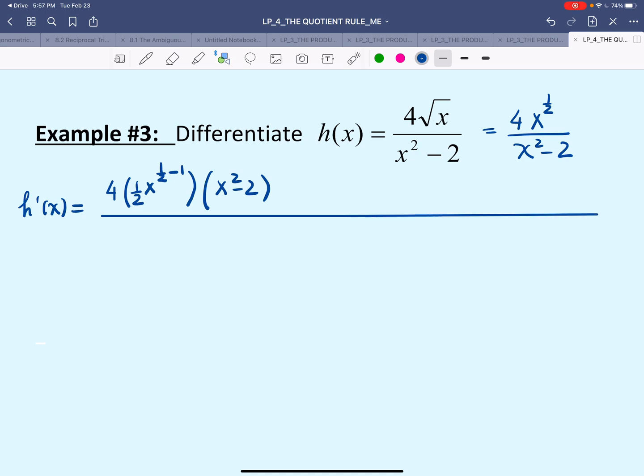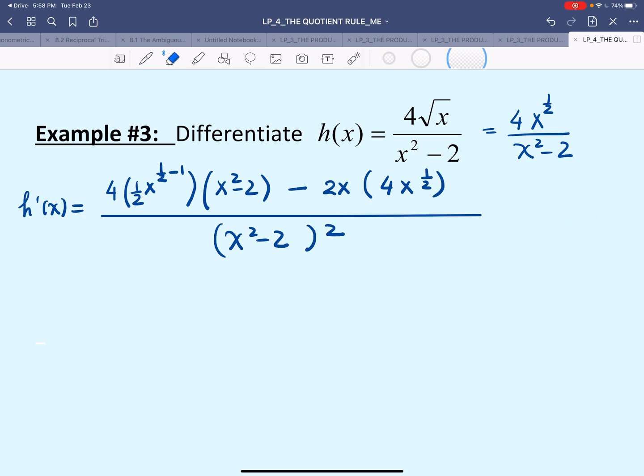I think we need a longer line. And then we have minus the derivative of denominator, which is 2x, times the numerator, which is 4x to the power of half, over x squared minus 2 to the power of 2. Okay, that was a bit too long. So now we have h prime x equals, we have a little bit of work to do here. So as you can see, we have 4 and 2s that simplify to positive 2.